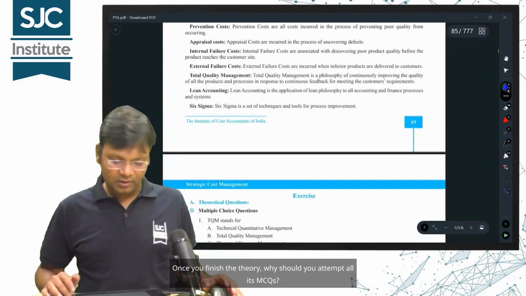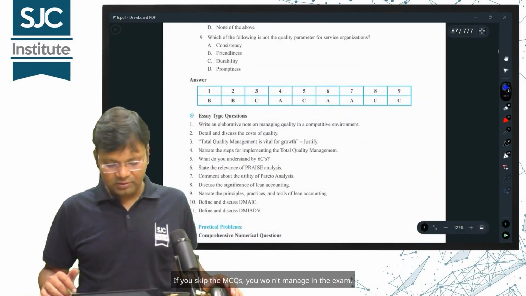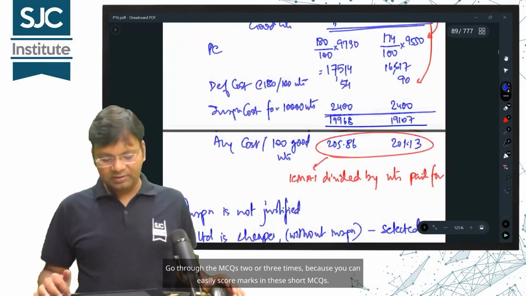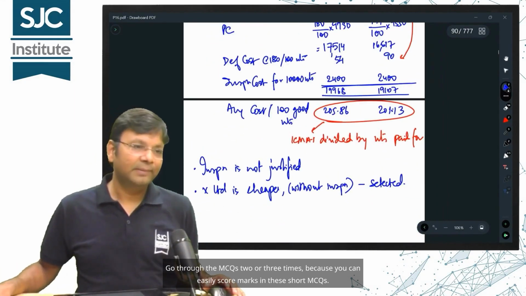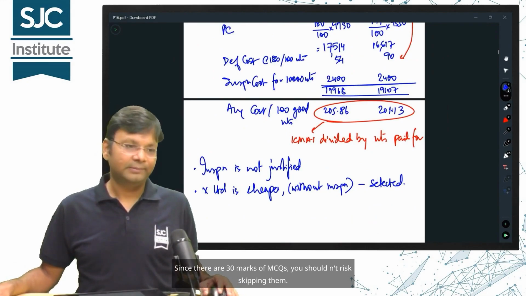Once you finish the theory, why should you attempt all its MCQs? If you skip the MCQs, you won't manage in the exam. Go through the MCQs 2 or 3 times because you can easily score marks in these short MCQs. Since there are 30 marks of MCQs, you shouldn't risk skipping them.